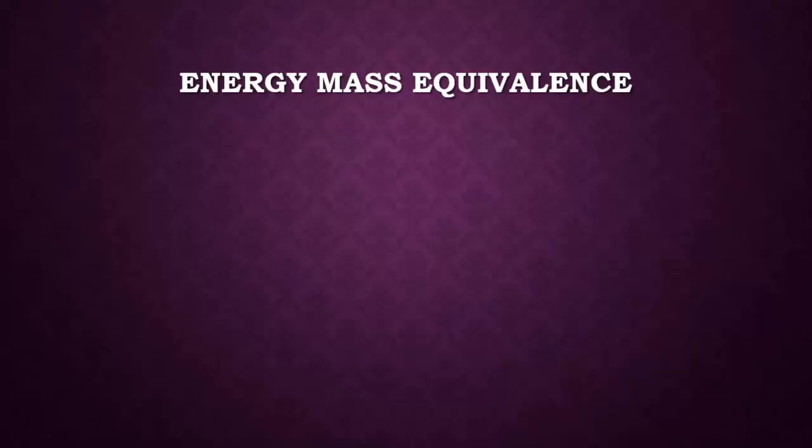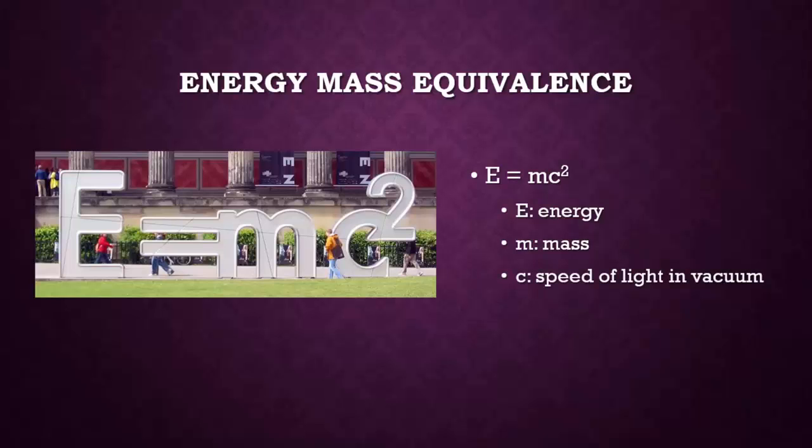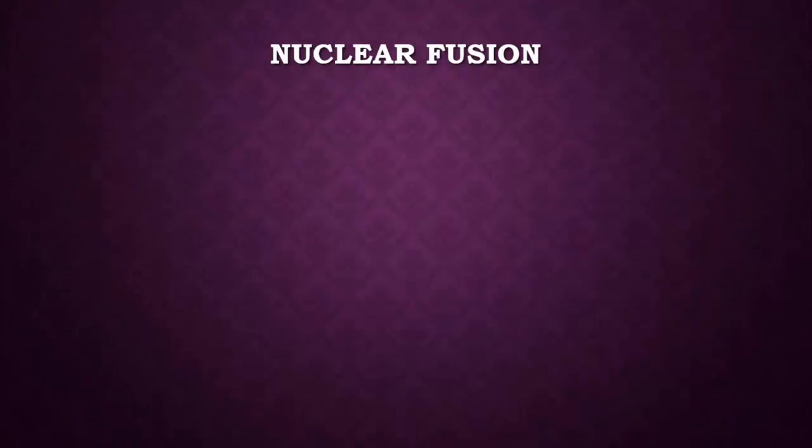We are more familiar with the idea of energy-mass equivalence in the form of the equation E equals mc squared, where E stands for energy, m stands for mass, and c is the speed of light in a vacuum. Let's take a look at a couple of examples of energy-mass equivalence. The first example we'll look at is nuclear fusion.